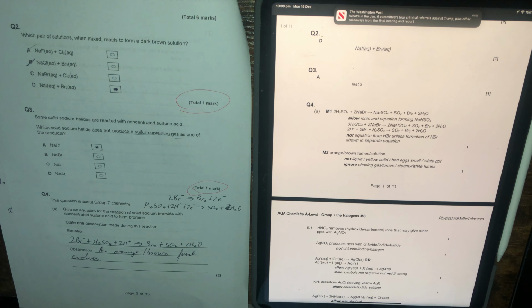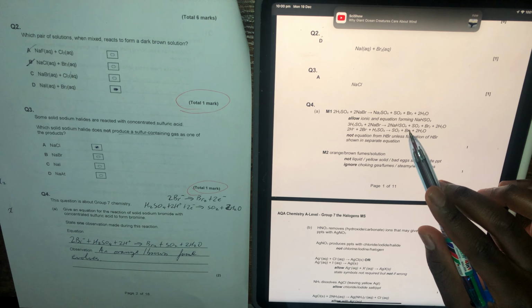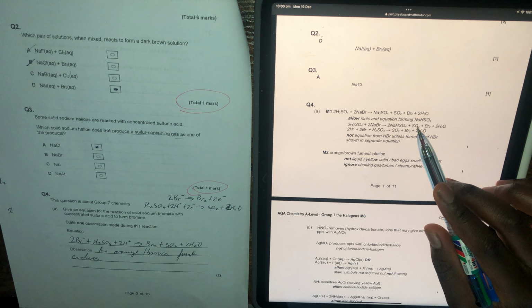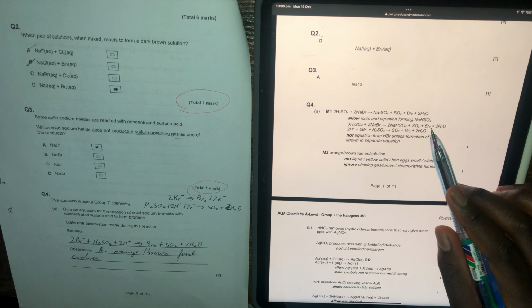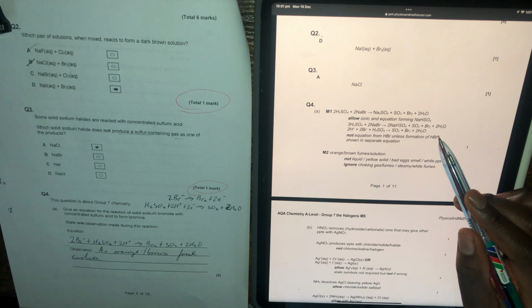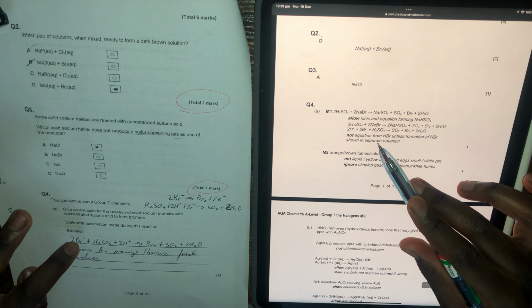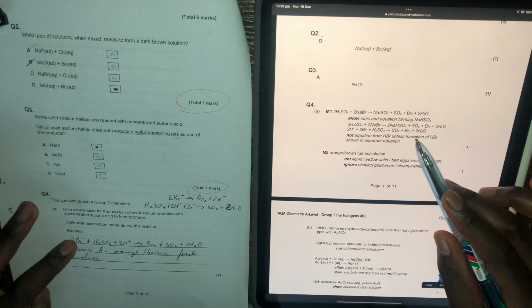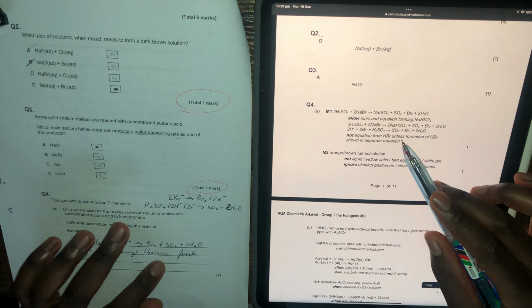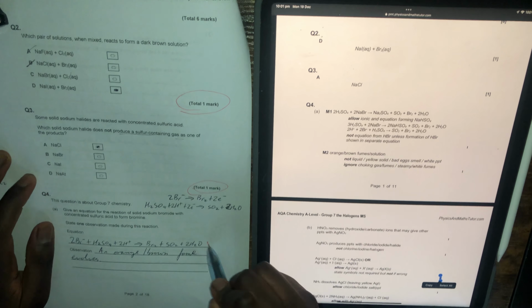Question 4. They allow the ionic equation. So the actual equation is 2H2SO4 plus 2NaBr goes to Na2SO4 plus SO2 plus Br2 plus 2H2O. But they said allow the ionic equations forming NaHSO4. So 2Br minus plus H2SO4 plus 2H plus goes to form Br2 plus SO2 plus 2H2O. It doesn't matter how it's arranged, but you know it's there.